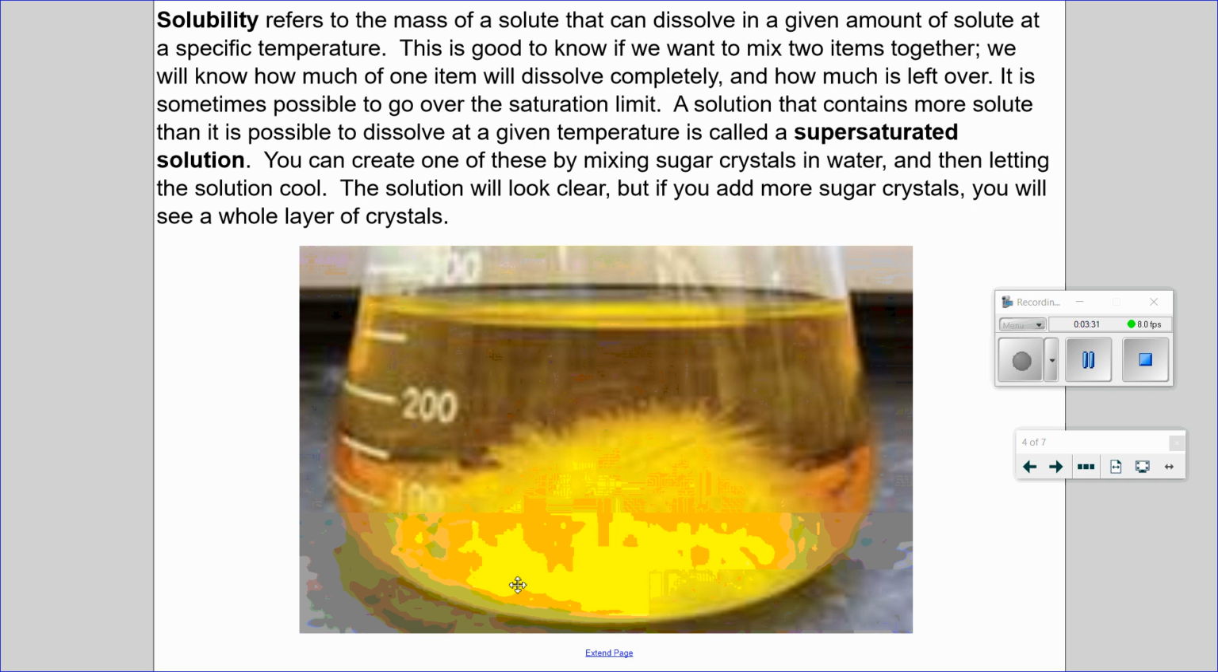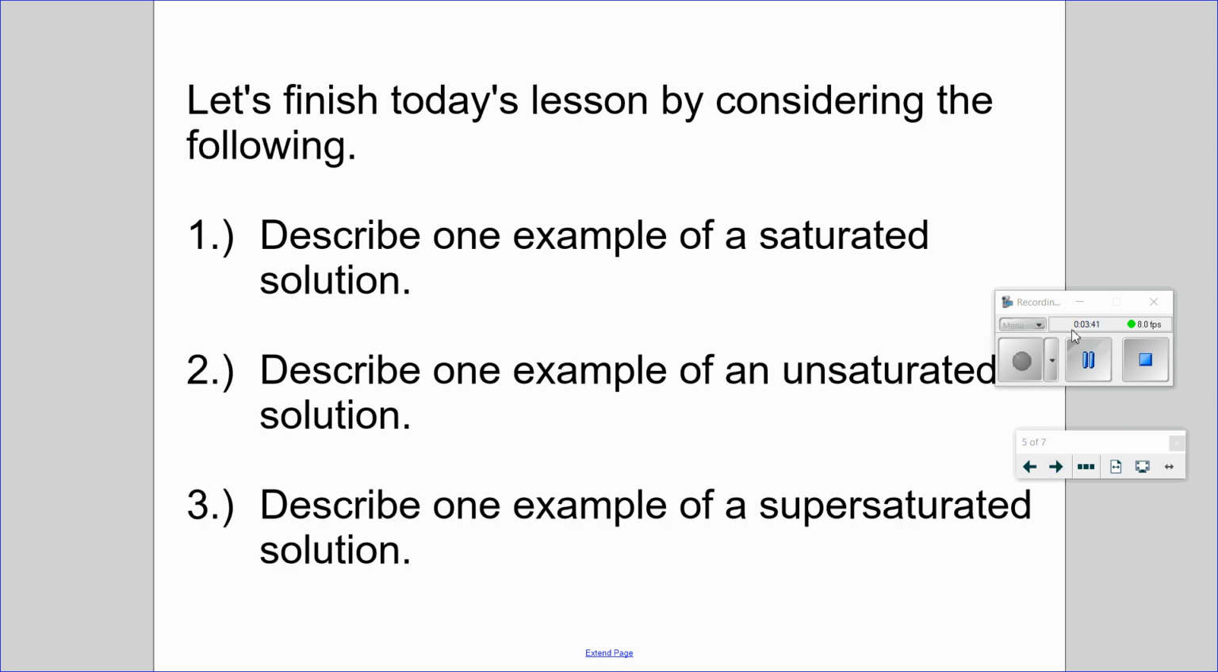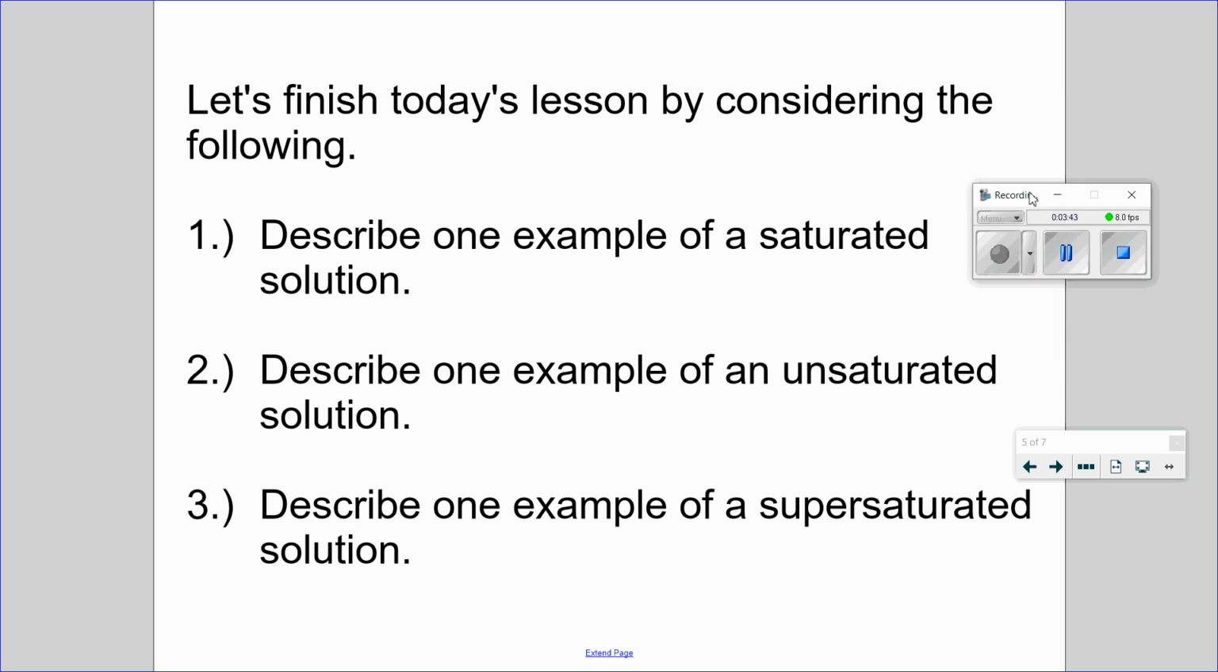Okay, we'll make sure to break down these different definitions that I've put in bold here on the video in tomorrow's class. And one of the best ways to do that is to talk about everyday examples of a saturated solution, an unsaturated solution, and a supersaturated solution.